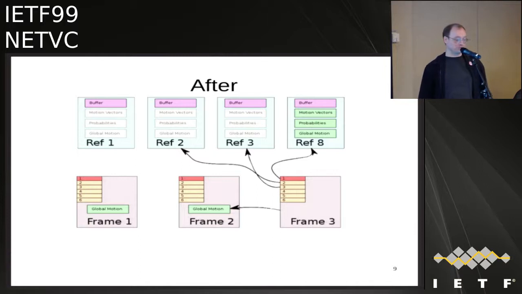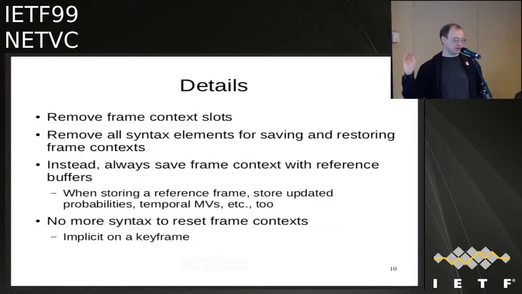Basically, we remove all of the frame context slots, and those are now just reference frame slots. We remove all of the syntax elements for saving and restoring frame context, so it's actually more than 3 bits, because I also had to code a bit to say whether I wanted to write back to that buffer. Instead, we always save a frame context with a reference buffer. So whenever we store a reference frame into one of those slots, we also store the updated probabilities from the current frame, the temporal motion vectors, the global motion data, et cetera.